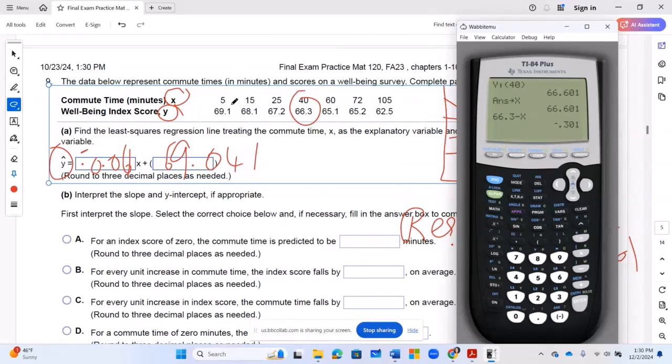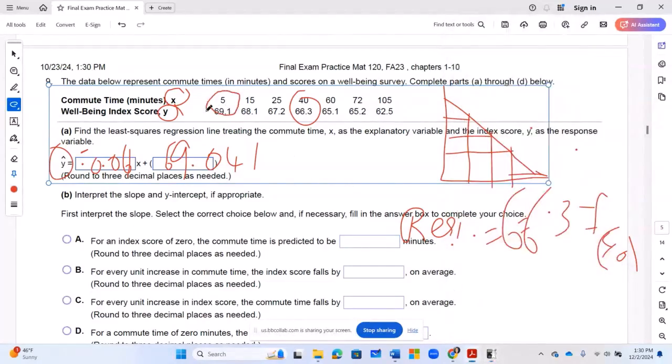So what I want to do is, like you find the residual for 40, you can find residual for others. How do you do that? You can just say, I'll bring down the equation in y1, Vars, Y-Vars, function y1. The first thing, if I were you, is put the value of the observed for that. Remember, observed for 5 is different. Observed for 5 is 69.1. Observed for 15 is 68.1. So you have to take your time and do them one by one.